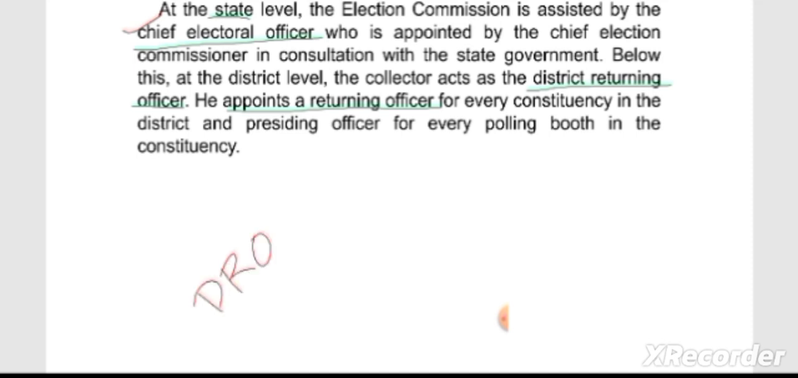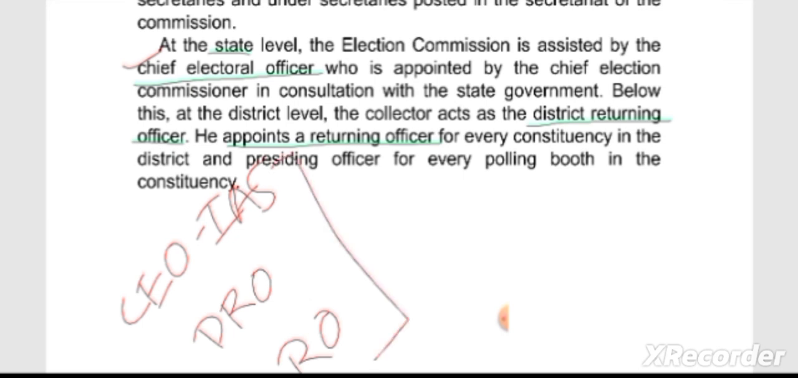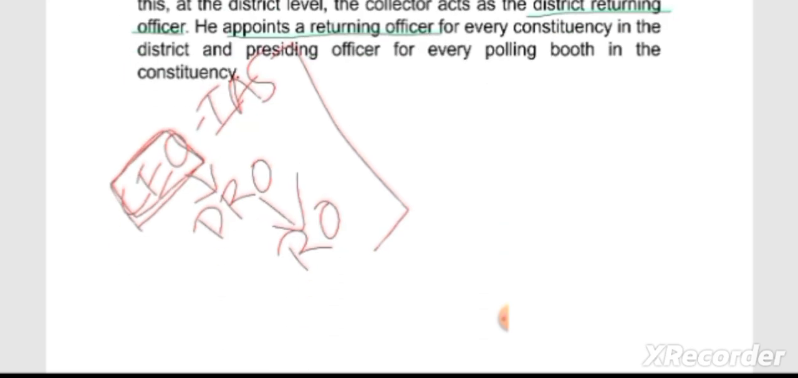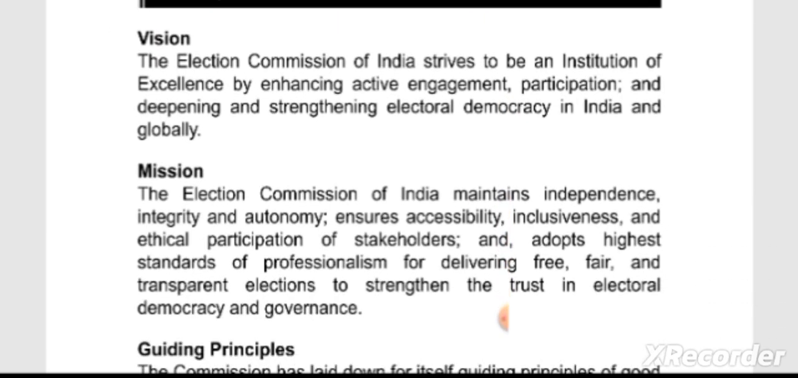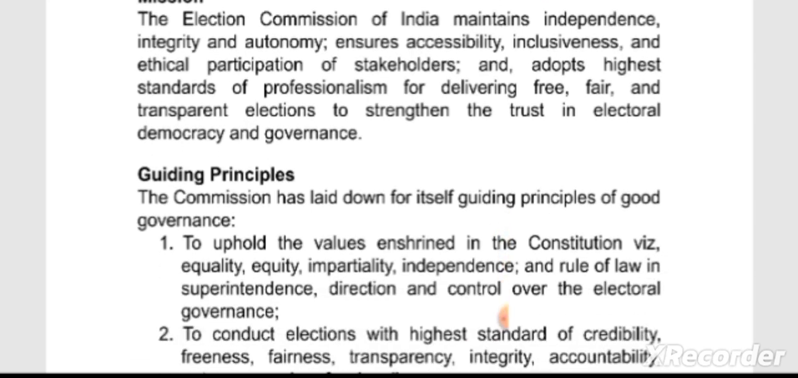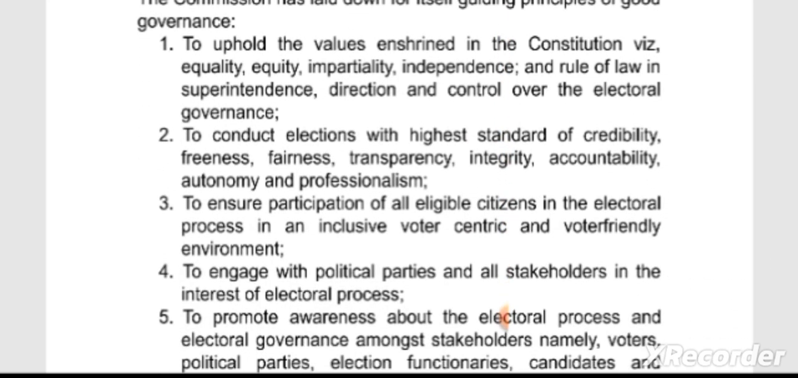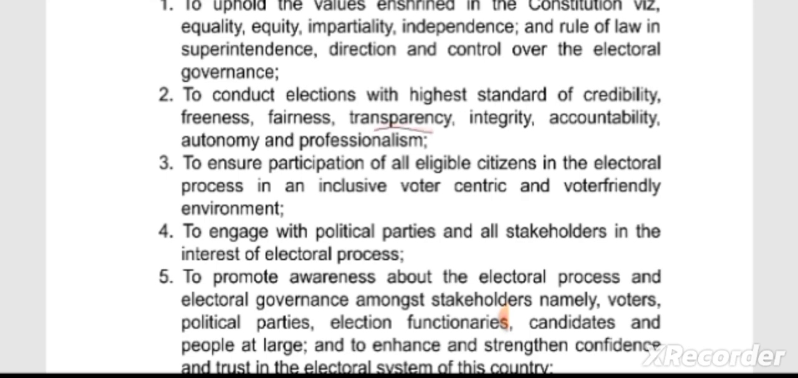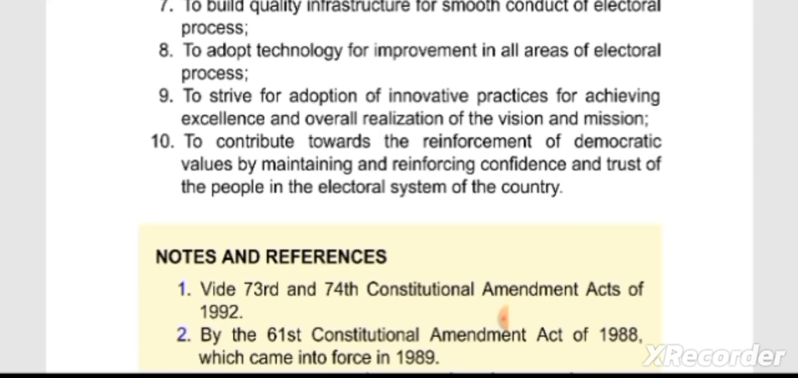The Election Commission is also sometimes assisted by deputy election commissioners if needed. And for the state level, there are chief electoral officers, district returning officers. Basically, the returning officer is RO, the district returning officer is DRO, and the chief electoral officer is basically an IAS. What they do in the election, where there is a need of these assistants, is helping the Election Commission in their work. The chief electoral officer is appointed by the chief election commissioner, and below that is the district returning officer, and he appoints the RO. So this is the hierarchy.